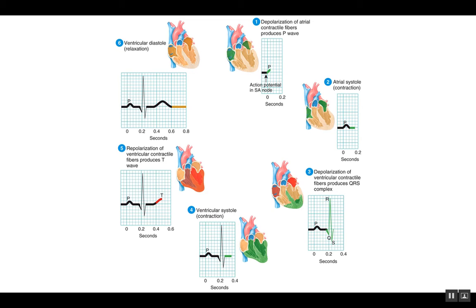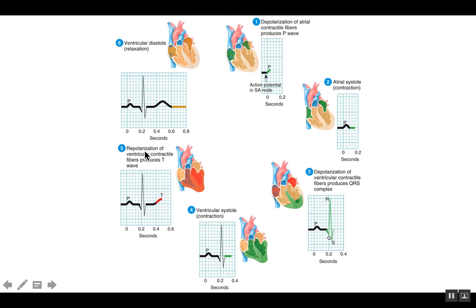QRS. Immediately following the QRS, we note that the ventricles are now in systole. They have contracted. This is when blood will be ejected out from each ventricle. Left ventricle into the aorta, right ventricle into the pulmonary trunk. We then see the T wave on an ECG, and the T wave is representing the ventricular repolarization. So the ventricles have now turned red to represent repolarization.